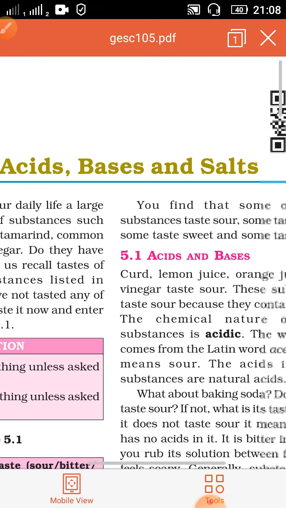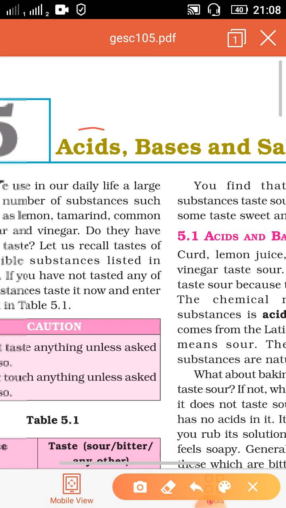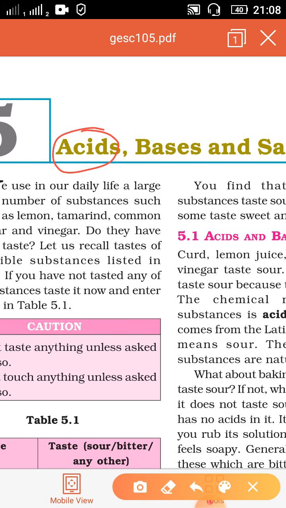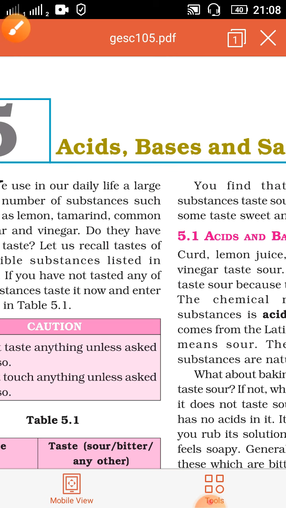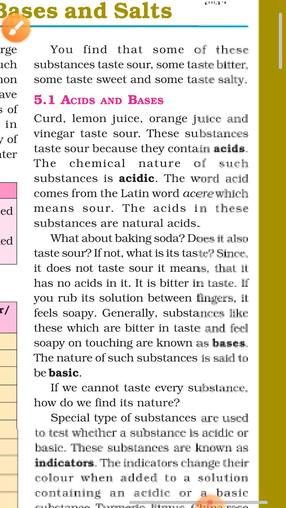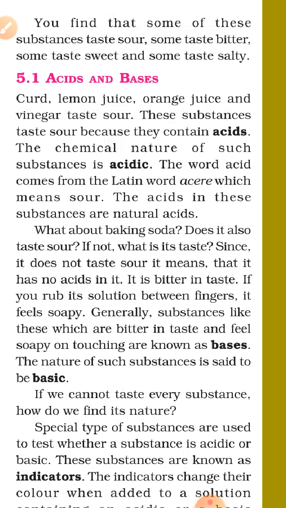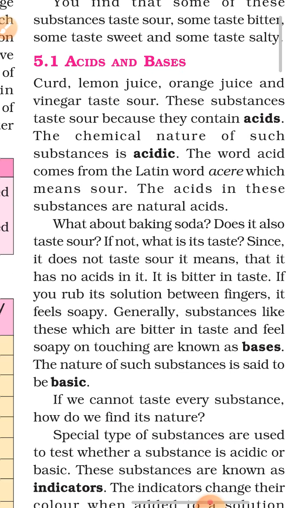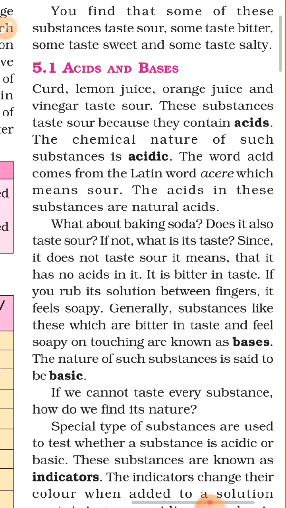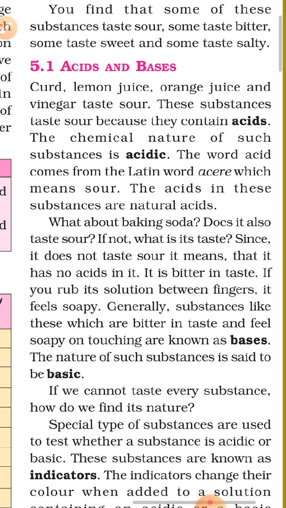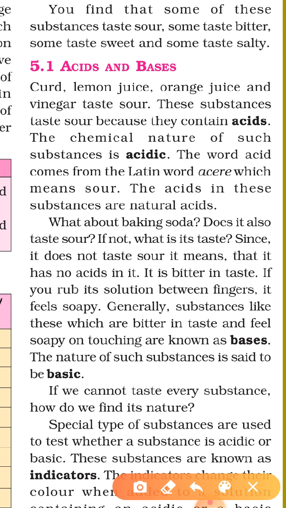Substances which are sour in taste are known as acids. Substances which are bitter in taste are known as bases. In this chapter we will study acids and bases. Curd, lemon juice, orange juice and vinegar taste sour because they contain acids. The chemical nature of such substances is acidic.